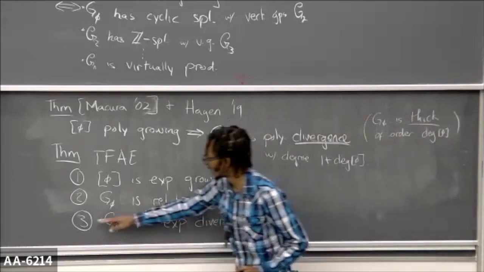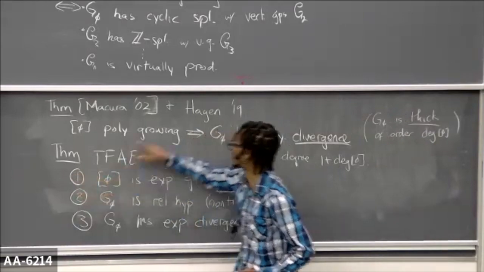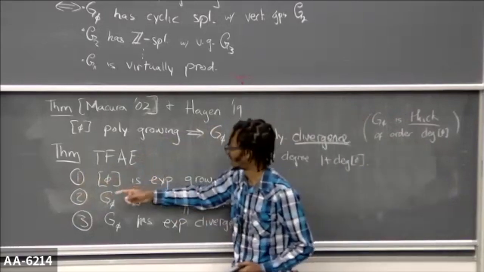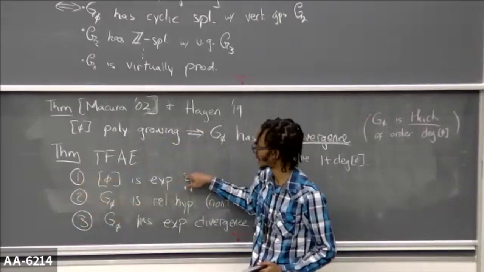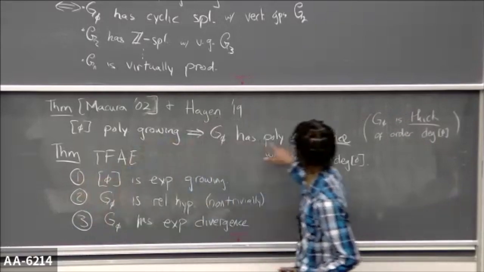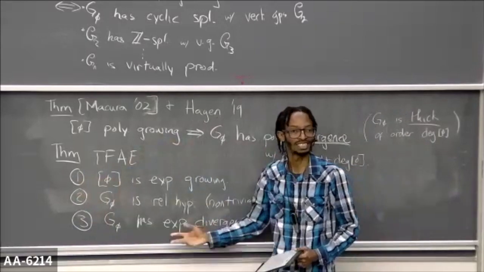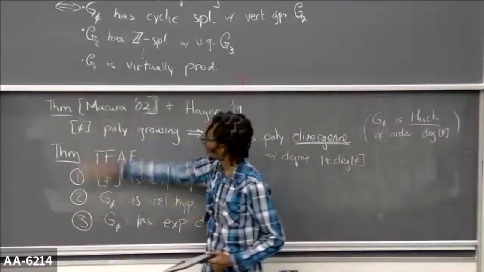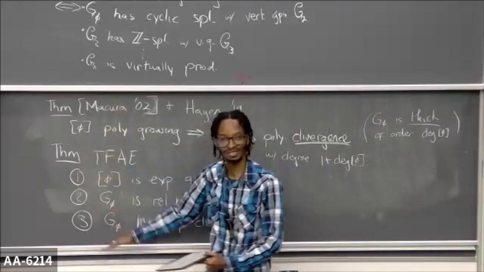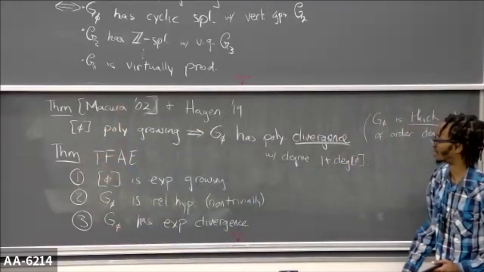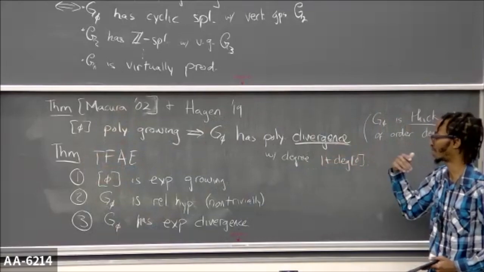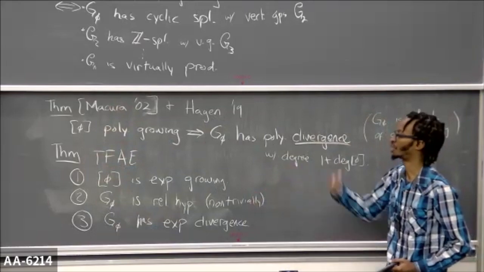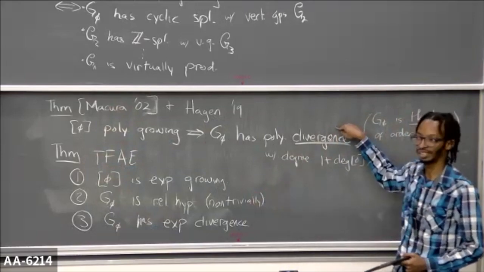And then 3 implies 1 is exactly this theorem of Makura, which is: not one means polynomial growth, implies polynomial divergence, which is not exponential growth. So not one implies not three. So all those people's work together gives you this theorem that whether or not you're polynomially or exponentially growing, that's a QI invariant. And when you're polynomially growing, the degree is also a QI invariant.